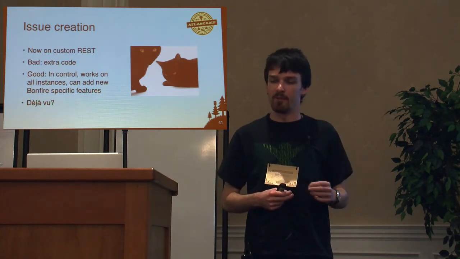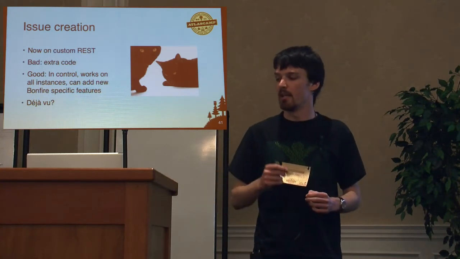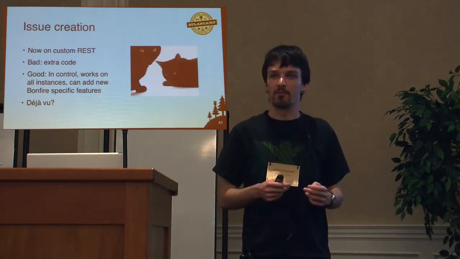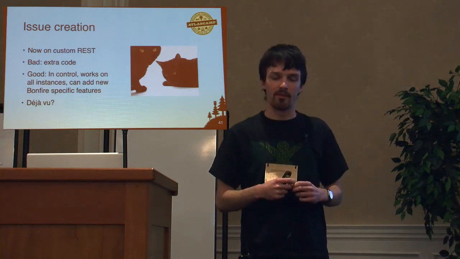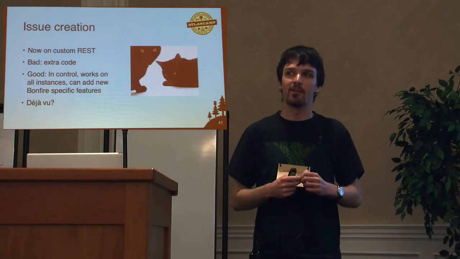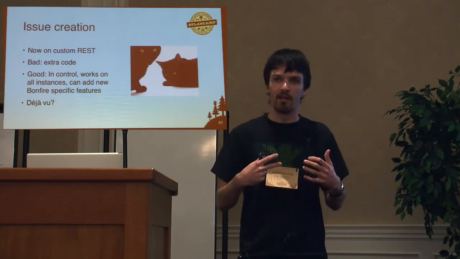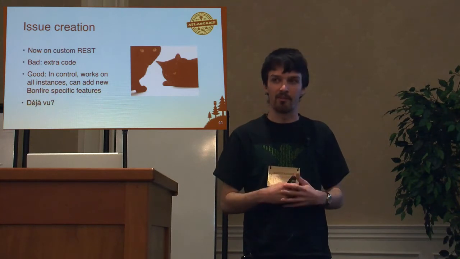And we're in control of that resource, so we can make it work on every instance that we can find, and we can add new Bonfire-specific features to this. So one great feature of REST compared to the XML RPC API is the ability to return far more useful error messages from JIRA when there are things that are going wrong.